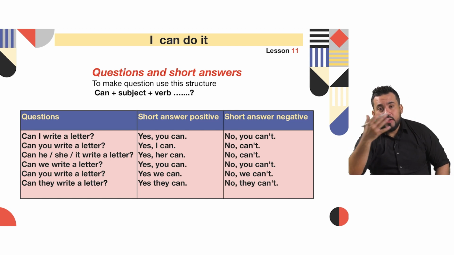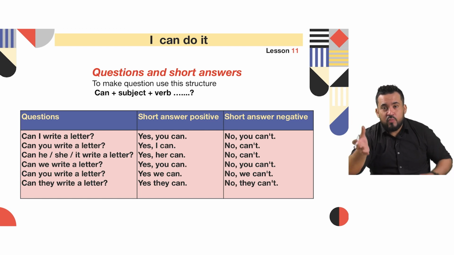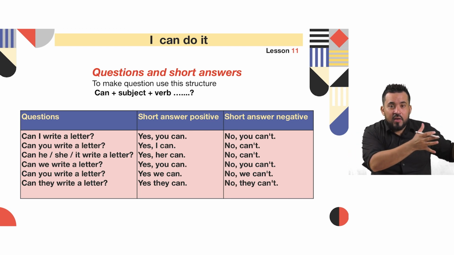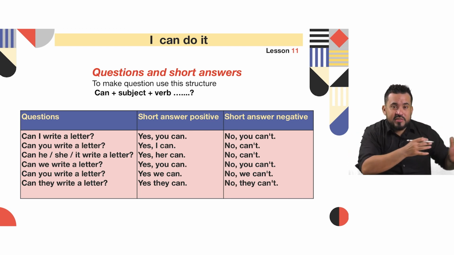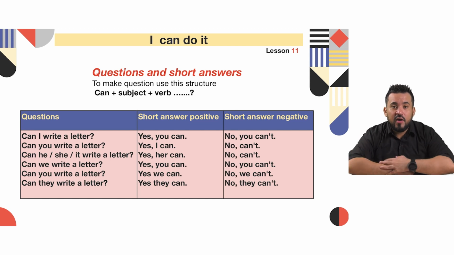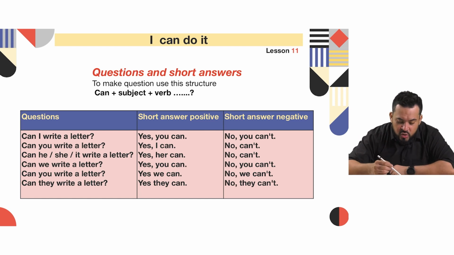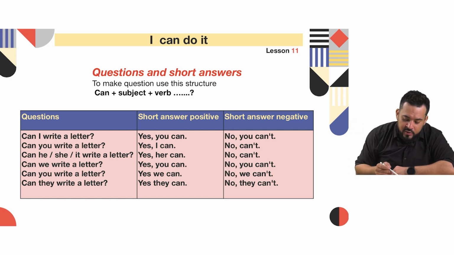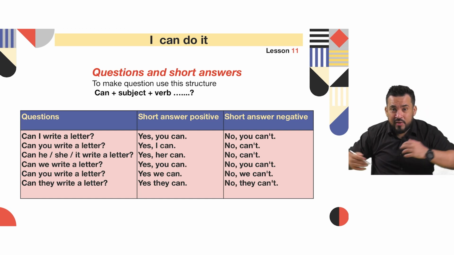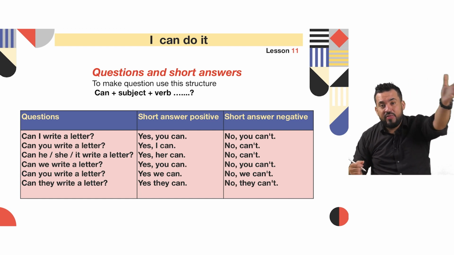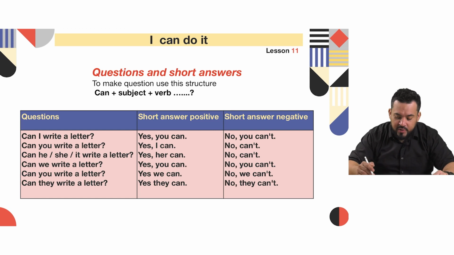The question form of can and can't is the same. We just put it up top. We put it at the beginning of the sentence, just like we do with any other auxiliary question. So it will be, can I write a letter? Can you write a letter? Can he write a letter? Can she write a letter? Can they write a letter? So we just put it up top.